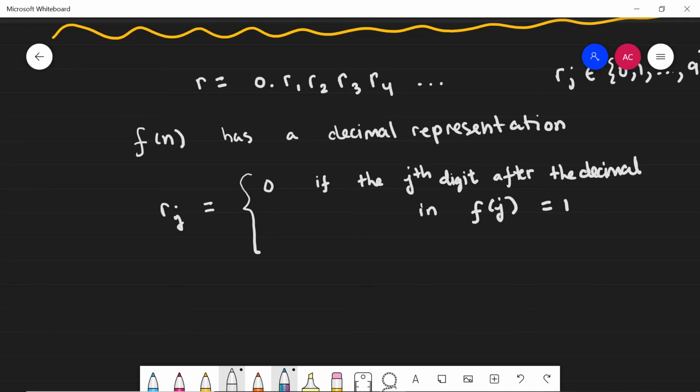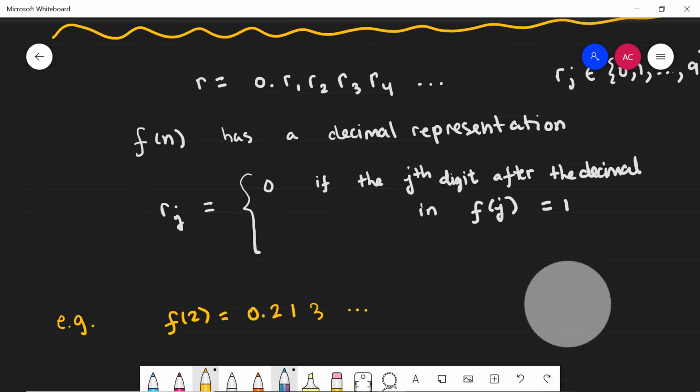So for example, let's suppose f of 2 is equal to 0.213. Because here j is equal to 2, and because the jth digit, in other words the second digit after the decimal, is a 1, I know that r sub 2 is going to be 0. So that's what this formula is saying.